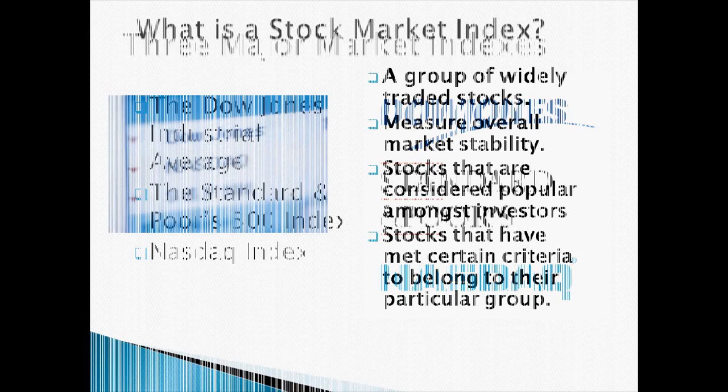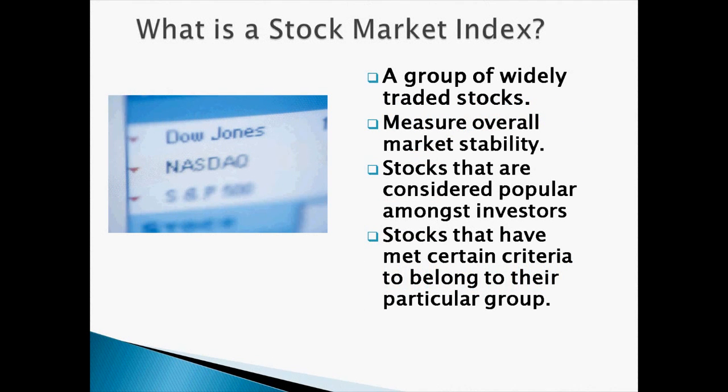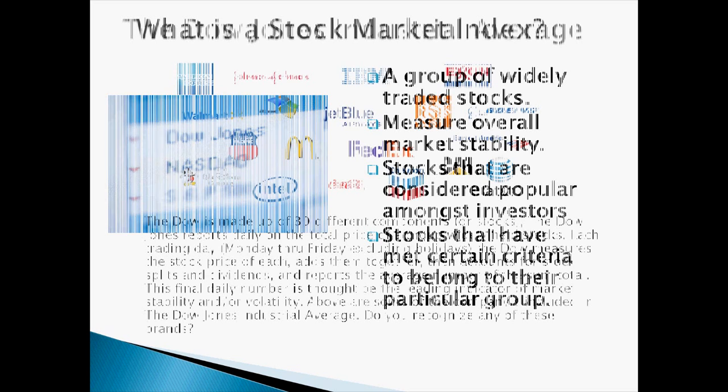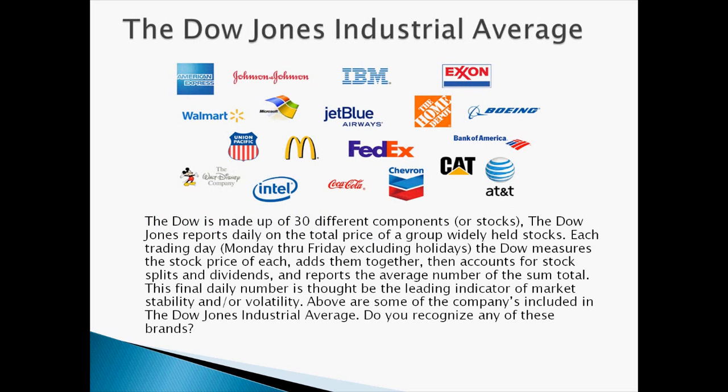the NASDAQ Index. So what is a stock market index? Well, it's a group of widely traded stocks used to measure overall market stability. Stocks that are considered popular amongst investors, and also stocks that have met certain criteria to belong to their particular group. Let's take a look at the Dow Jones Industrial Average.